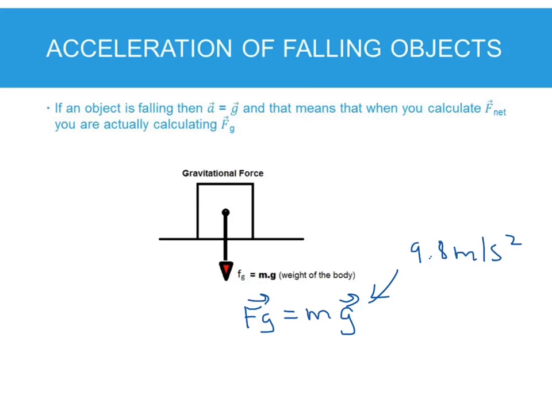Just so you know, that's actually what we call our weight. We often say that we weigh this much, but we really should be using the term mass. Because if you take your body up to the moon, this g value is less, and so your force due to gravity, your weight, is different. So really we should be using the term mass, but we often use the term weight.